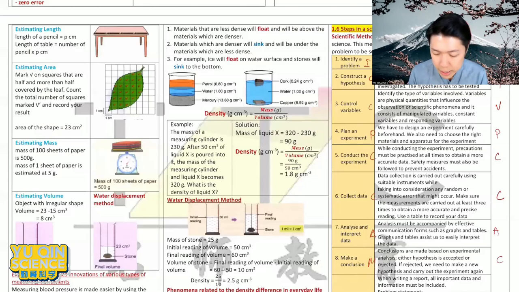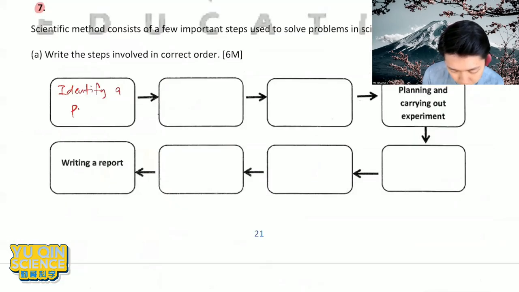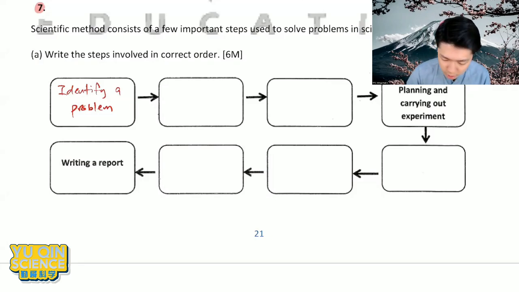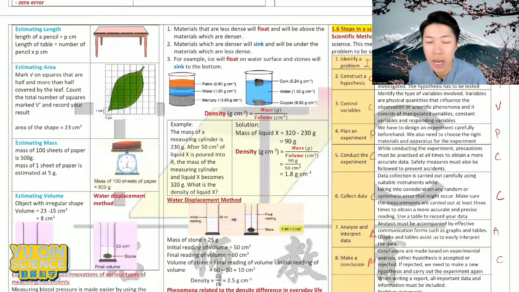For this case, I'm going to leave it to you. You all refer to your short notes and write it down. So for instance, the first one will be identify a problem. Scientists always start with this because there's a problem. If no problem, there's no point we want to test it out. If no problem, let's live with it. Got problem, then we will try out. Like, hey, what did that one? Let's test. So that's identifying a problem. Then following on by the next one, it will be constructing a hypothesis.